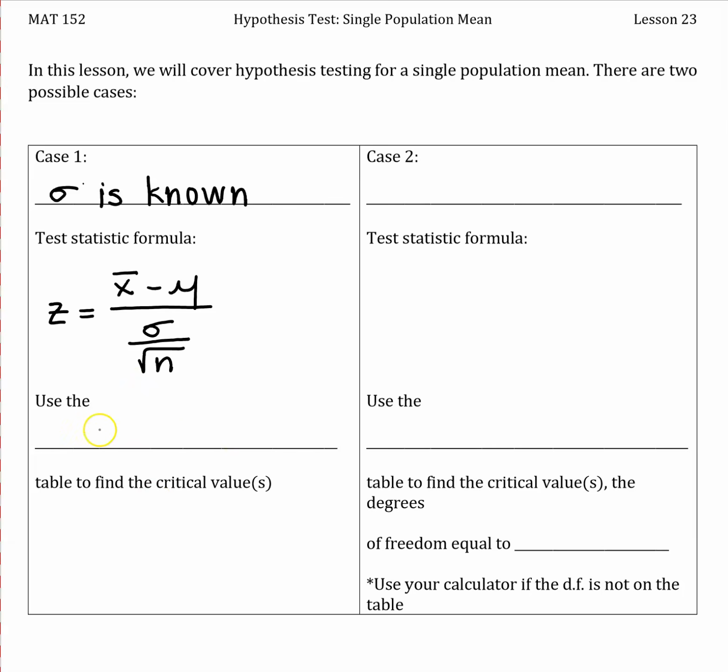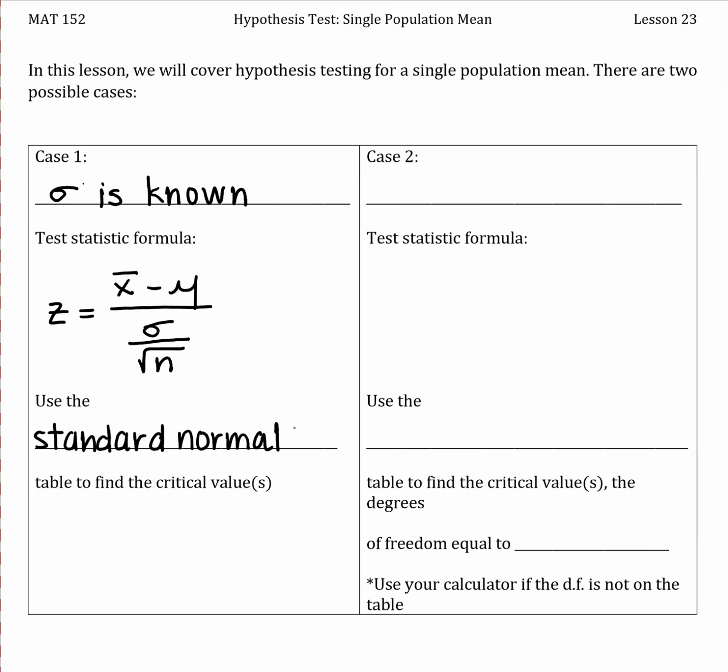In this case, we will be using the standard normal distribution table. When we know the population standard deviation, we use the standard normal table, the table with the z values, to find our critical value or our critical values.